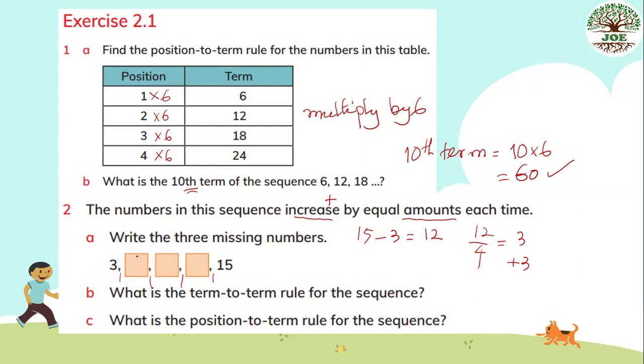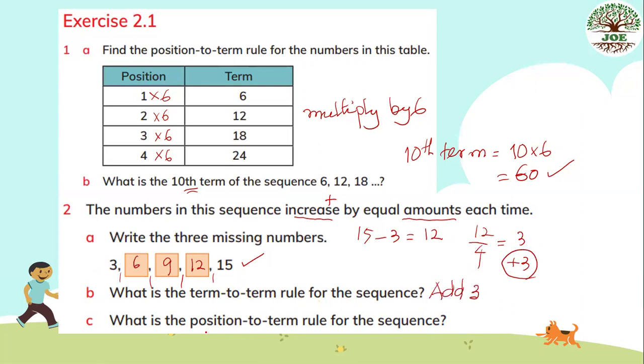So 3 plus 3, 6. 6 plus 3, 9. 9 plus 3, 12. 12 plus 3, 15. So hopefully our sequence is correct. Part B, what is the term-to-term rule for the sequence? For the term-to-term rule, it's clear: add 3.